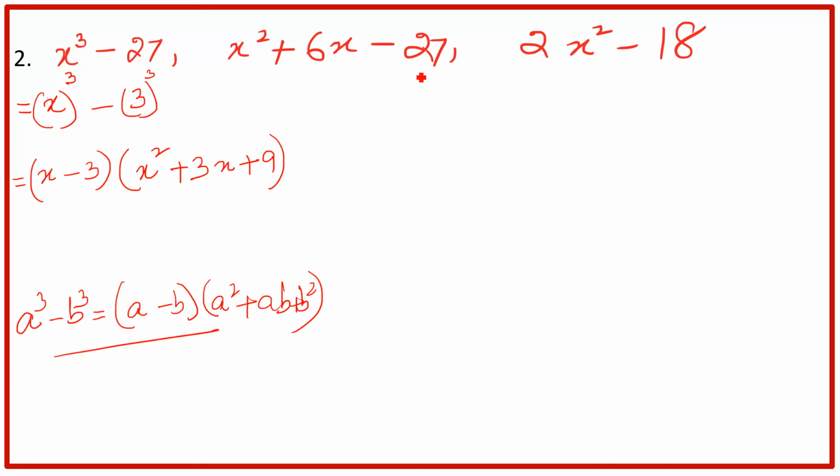Now move on to the second factorization. It will be x square plus 9x minus 3x minus 27.